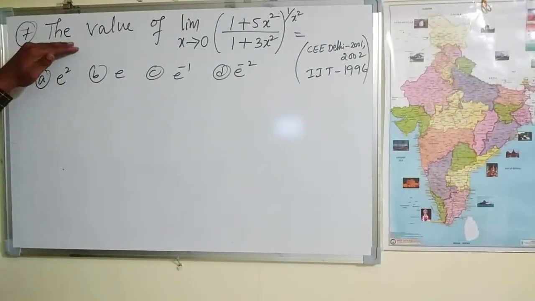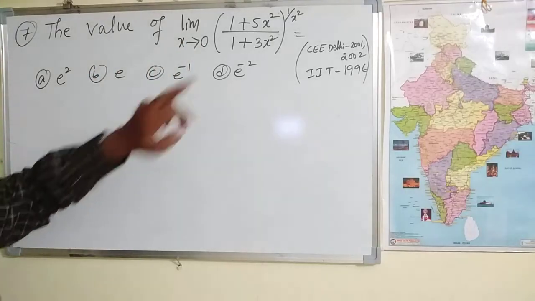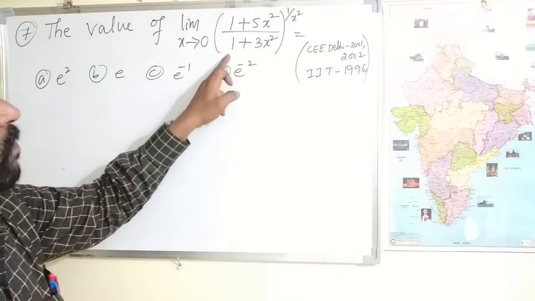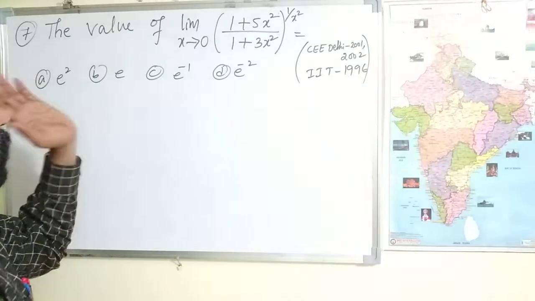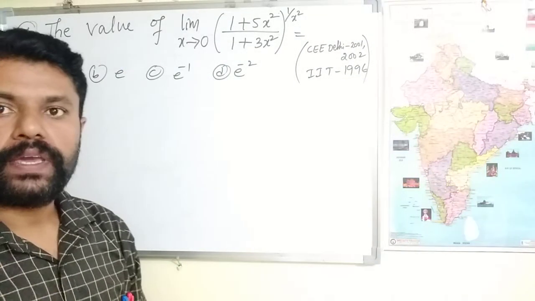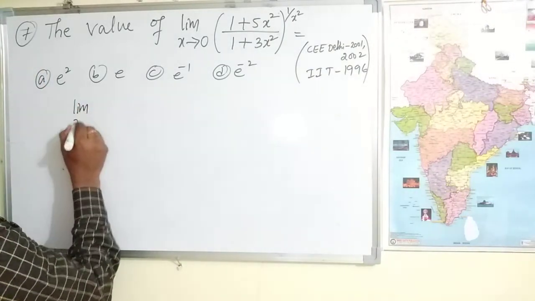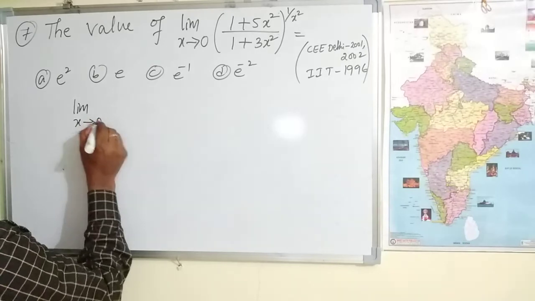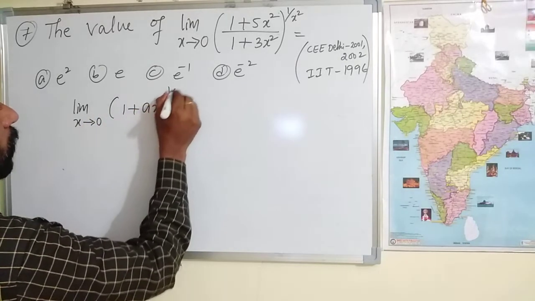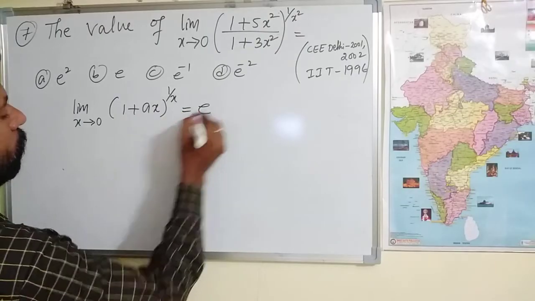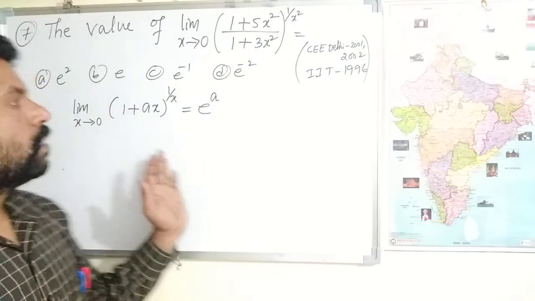Find the value of limit x approaches to 0, 1 plus 5x square divided by 1 plus 3x square, to the power 1 by x square. To solve this problem, we use the standard result: limit x tends to 0, 1 plus ax to the power 1 by x is equal to e to the power a. So this is a standard result.